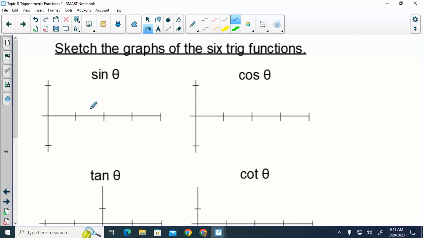So sine. Remember, the highest y value sine hits is +1, and the lowest is -1. And then these points represented the quadrants, so this would be pi over 2, pi, 3 pi over 2, and 2 pi.